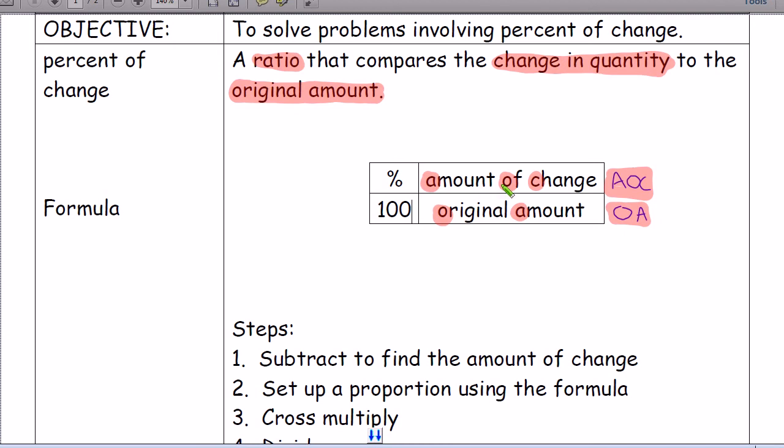And this is the places where those are going to go according to my formula. So this is the formula that we're going to be using for this kind of problems. Okay, we still have the proportion box, we still have the percent up here, we still have the 100 under the percent, and the other two things that are going to change now is going to be the amount of change on the top and the original amount.